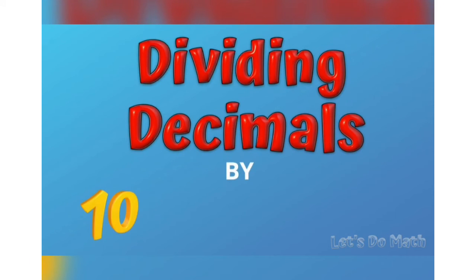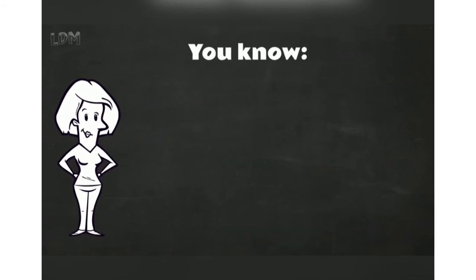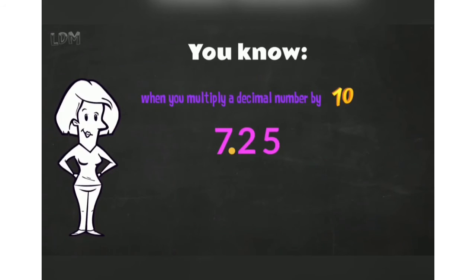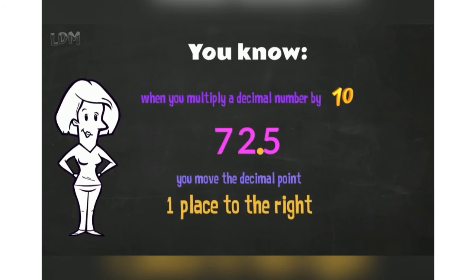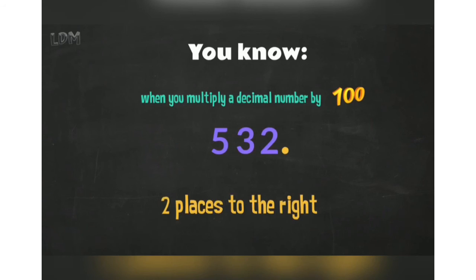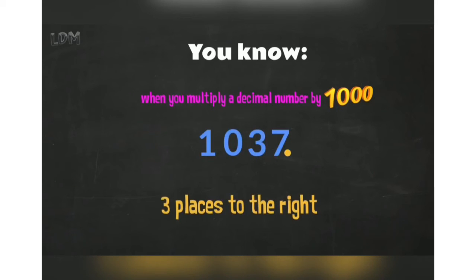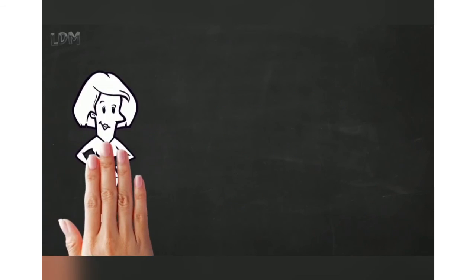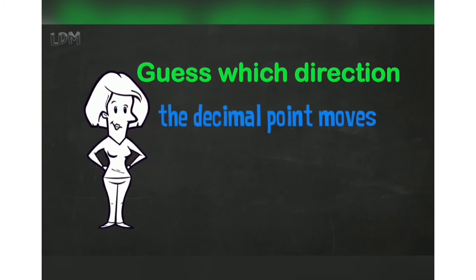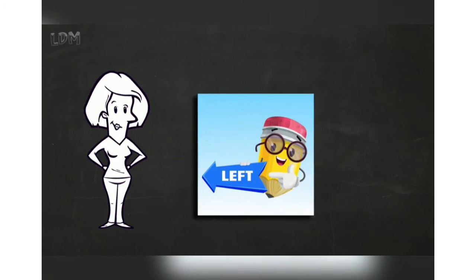Now let's look at dividing decimals, first by multiples of 10. Now we are going to learn how to divide decimals by multiples of 10. We have learned previously we shift the decimal point to the right hand side when multiplying. But this time when dividing, we are going to do it in the opposite way, moving it to the left hand side.